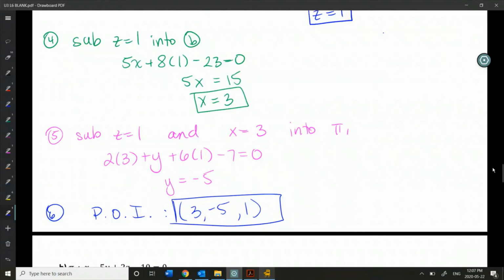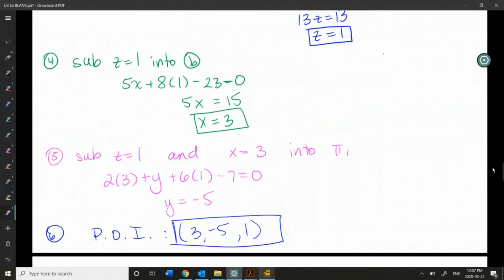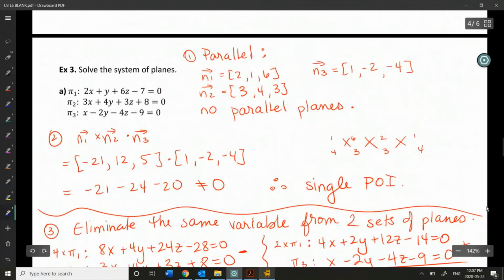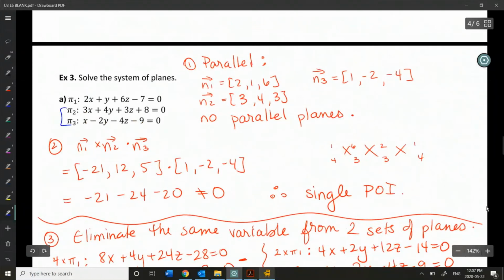So basically what this means is that this point lies on all of the planes above. A great way to check your answer is to take this point and sub it back into your remaining two planes and double check that you get a true statement. You can also sub it back into plane 1 and double check that you get 0 equals 0 when you plug it in. That means the point lies on the plane.